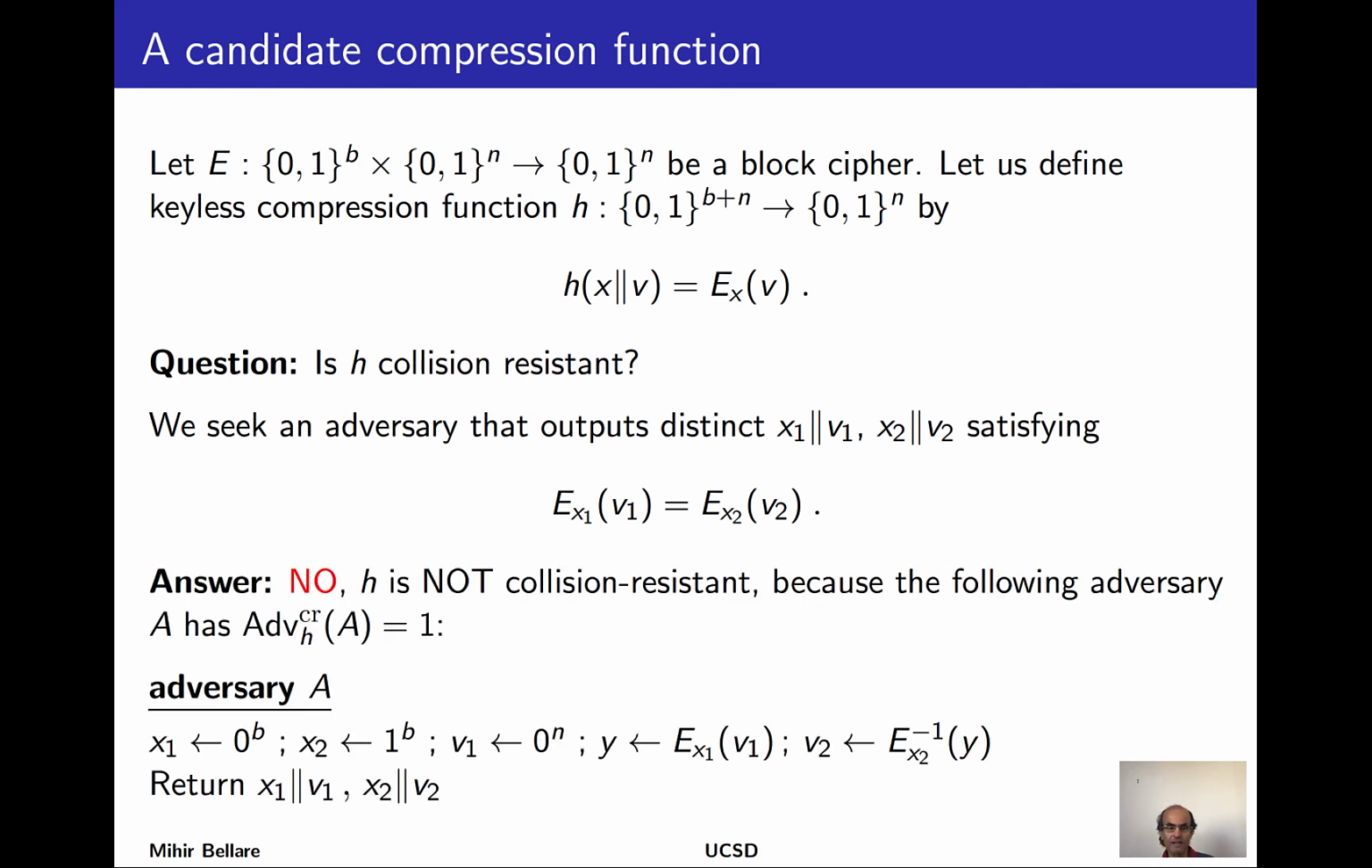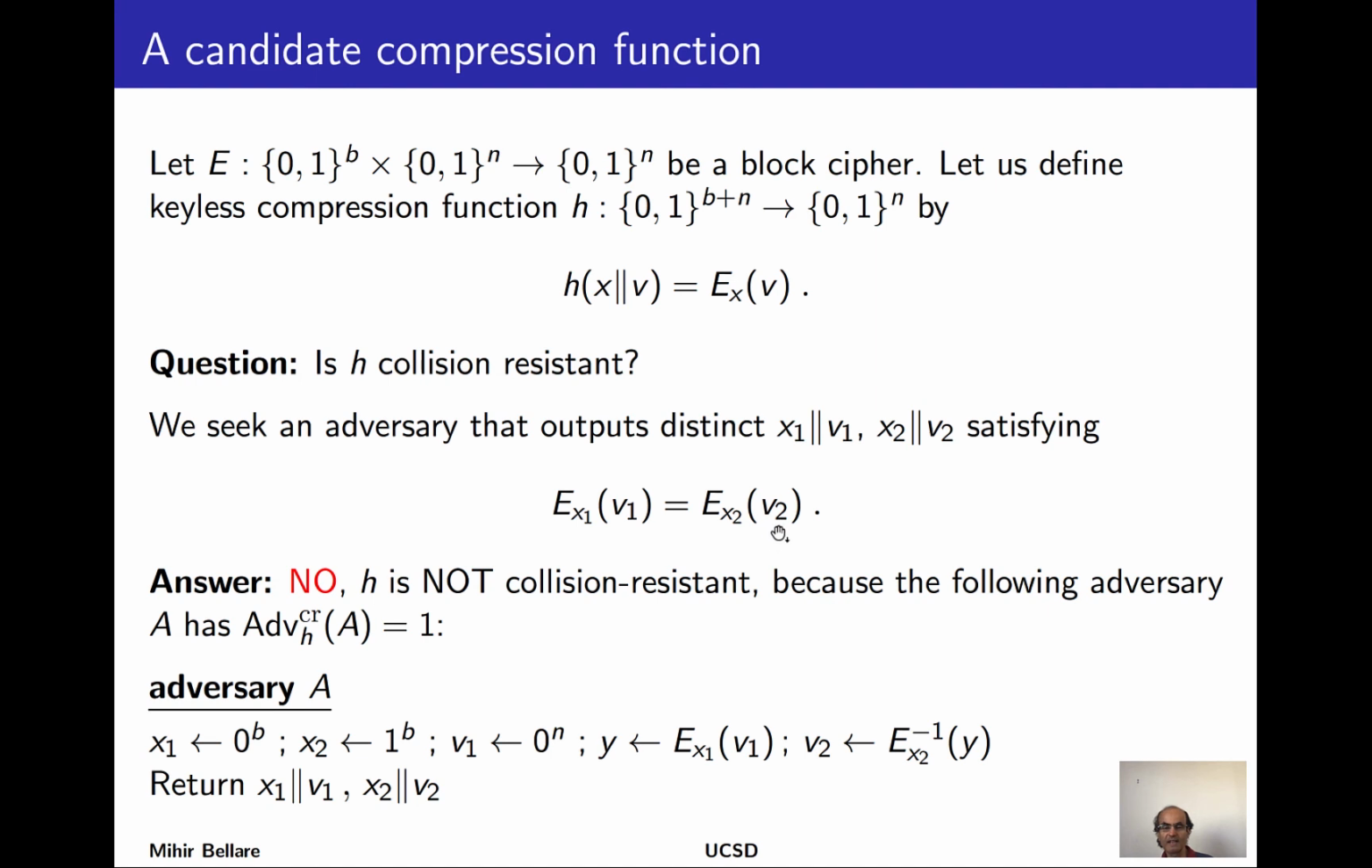And I can do that because E is a block cipher. So in particular, here is an adversary which has advantage 1. It's very simple and fast, and the result is we can conclude this design fails to be collision resistant. How does it work? It picks x1 to be arbitrary, and the same for x2, and the same for v1. So these are all picked to be some constant. Now we simply solve for v2.